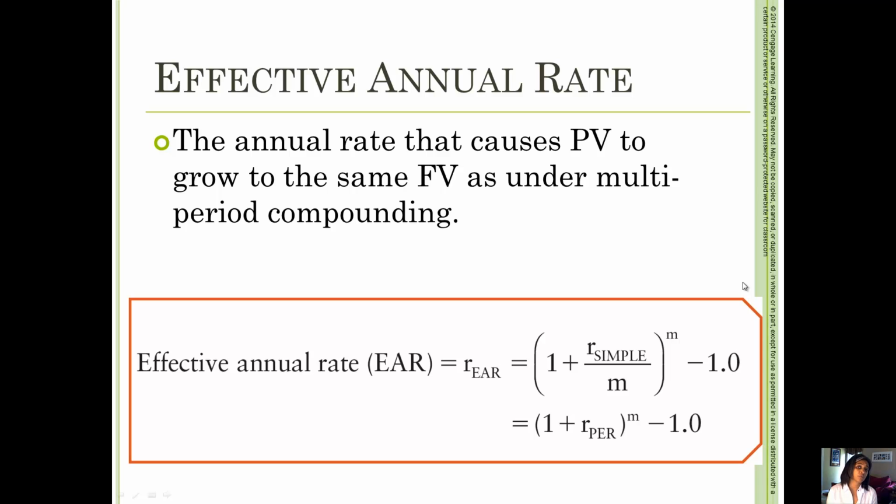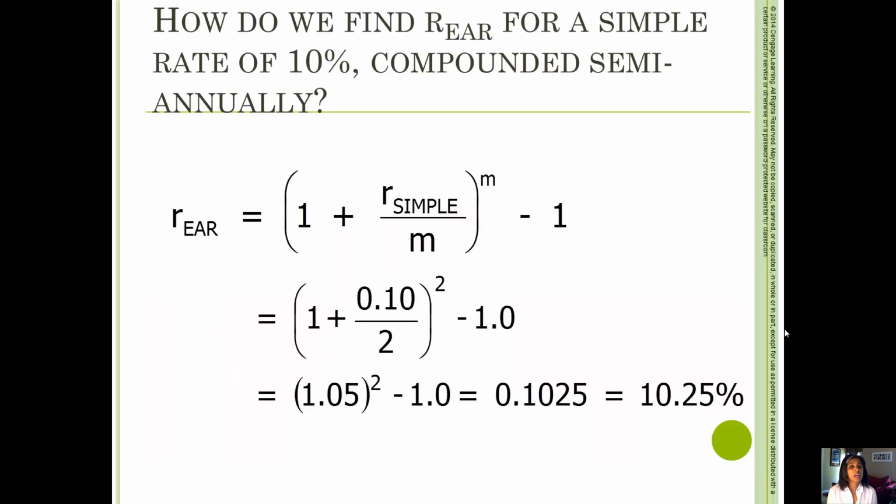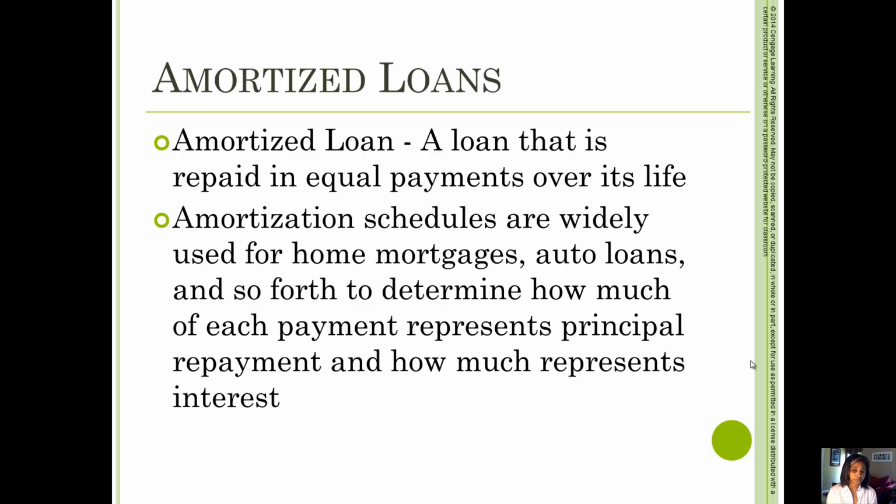And then the effective annual rate is the annual rate that causes the present value to grow to the same future value as under multi-period compounding. It's basically what you're really earning on an investment, or what you're really paying on a loan. So here's an example. How do we find the EAR, the effective annual rate, for a simple rate of 10% if it's compounded semi-annually? So we know our result is going to be higher than 10%. So it's 1 plus 0.1 divided by 2, and that whole thing is squared minus 1. So we get an EAR of 10.25%.